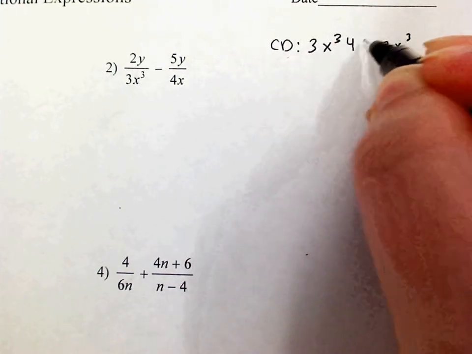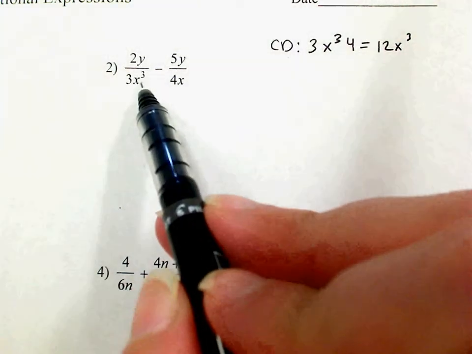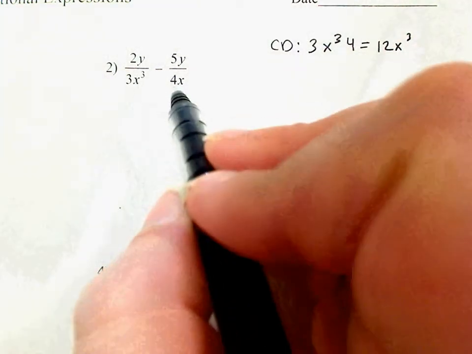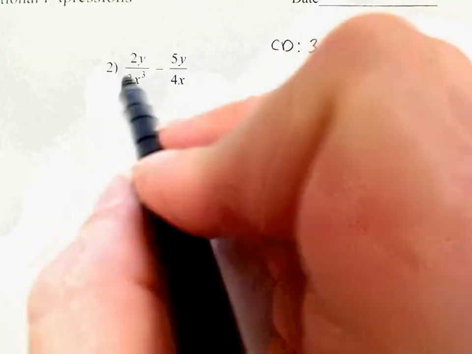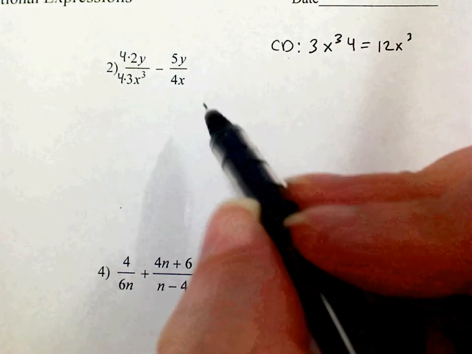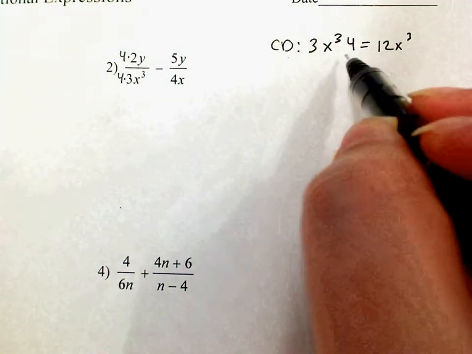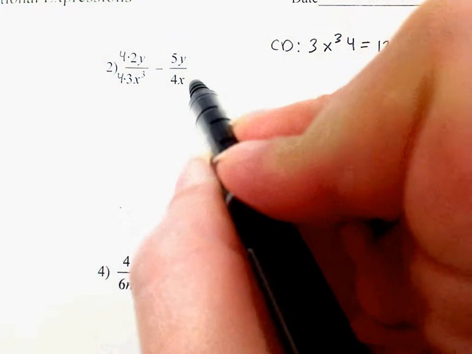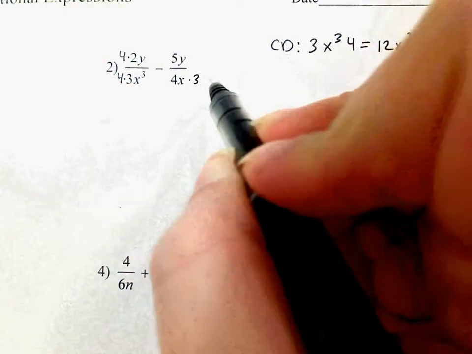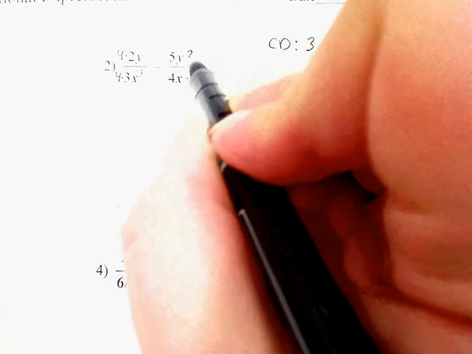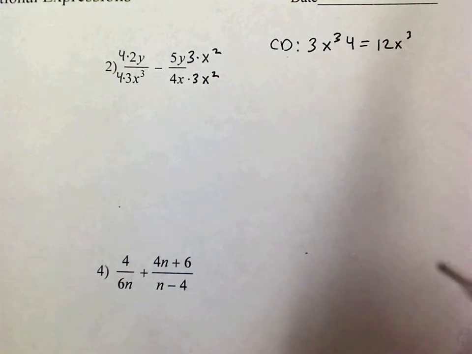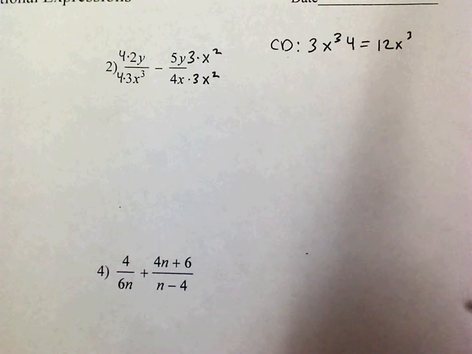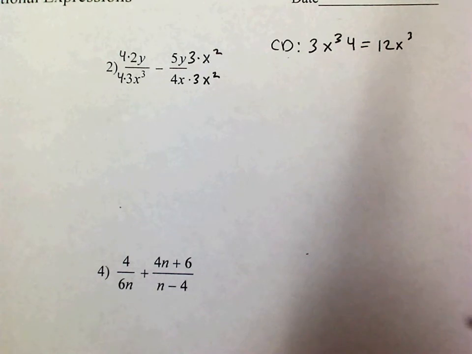I have a 3x cubed, so what do I need? I just need a 4. So think about this. I have a 3x cubed. I only need a 4. So I multiply by 4 on top and bottom. I have a 4 and an x. I need a 3, and I only need 2 more x's, so I say 3x squared. So what's the purpose of writing the 3 and 4? To say what my common denominator is.